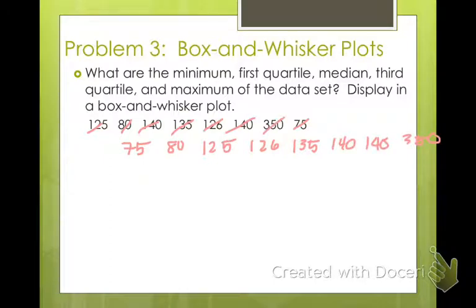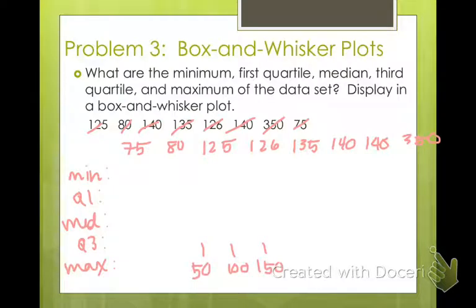Okay, so this is the data that we're going to use. We need to find the minimum, the quartile 1, the median, quartile 3, and then the maximum. Now we're going to take and display this along a number line. We're going from 75 to 350, so I'm probably going to do units of 50 to make my life a little bit easier. 150.